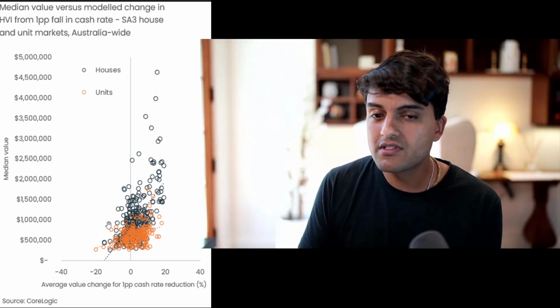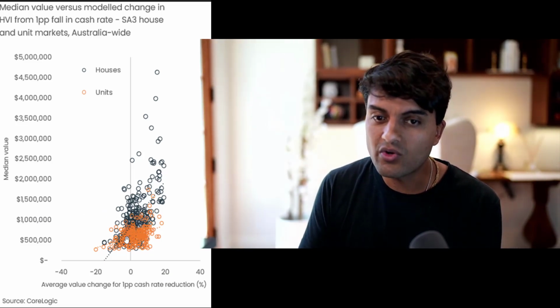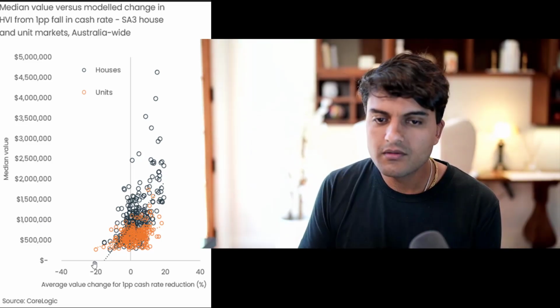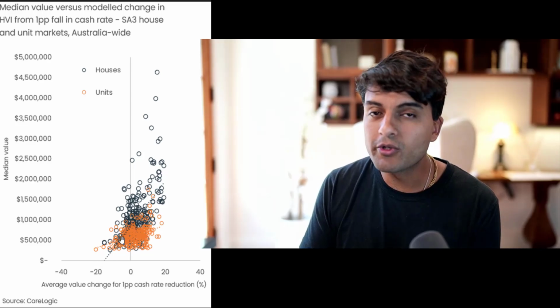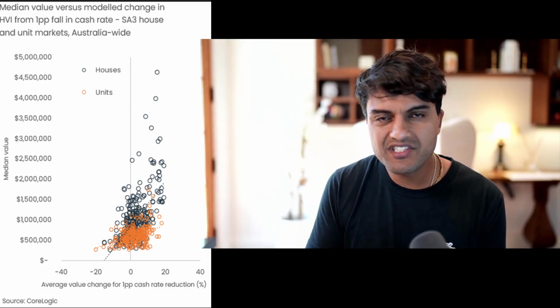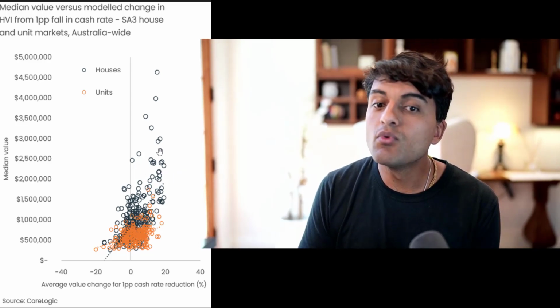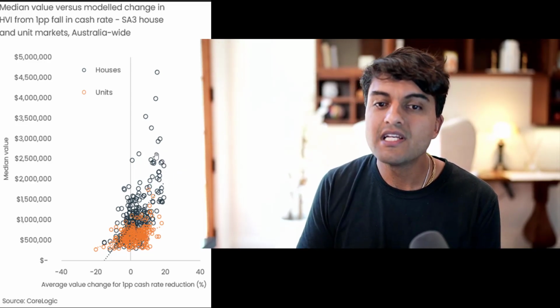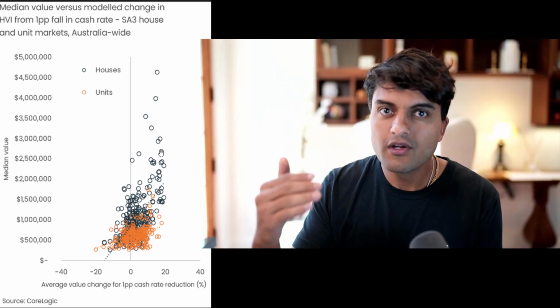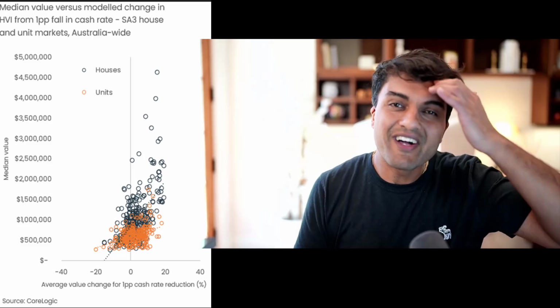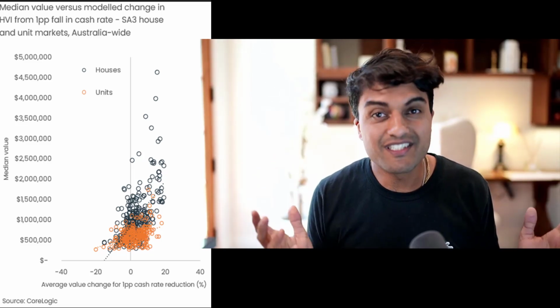Of course, units are cheaper, and that's why they're in the orange cluster down the bottom, predominantly under $1 million. But given the trend line is bottom left to top right, that's the general direction of the scatter plot, it suggests that more expensive houses generally rise more with interest rate reductions. Of course, where are the most expensive houses in Australia? You're thinking Sydney and Melbourne.